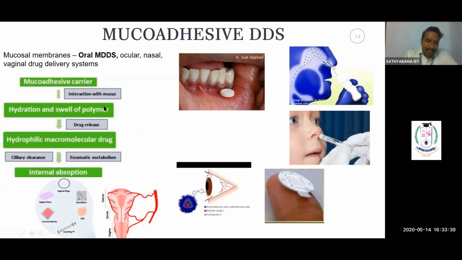The hydrophilic macromolecule drugs are taken up into it, metabolism takes place, and the absorption happens. Okay, so when we talk about the mucosal membrane, it applies in the gums, so in the sublingual region underneath the tongue, or near the gums.